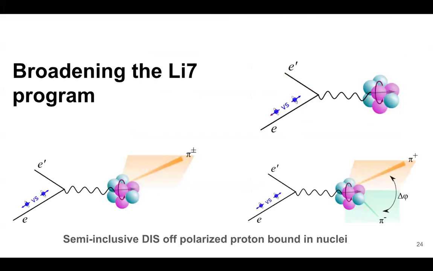But that was the inclusive DIS. The beauty of the CLAS experiment is that you can measure not only the scattered electron, but hadrons. So what I want to present to you now is what we could do to broaden the program. We can do not only inclusive DIS, but semi-inclusive DIS with one hadron in the final state or with two hadrons in the final state. So by analogy, this is now probing the quarks of a polarized proton that is bound in nuclei.